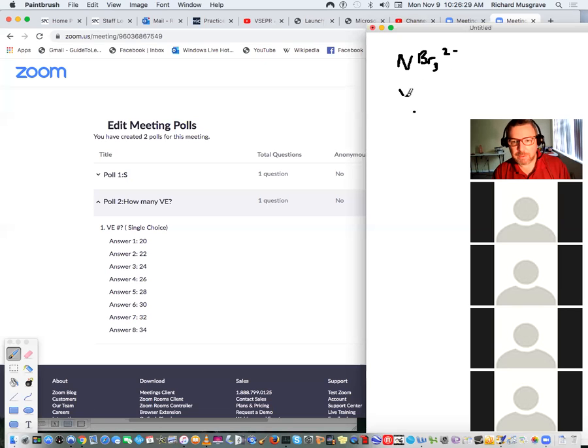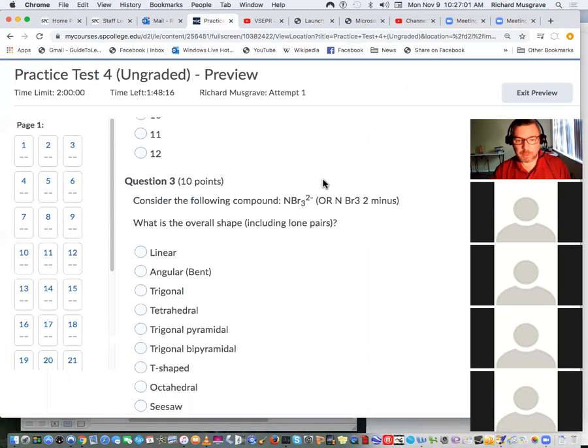NBR3 2 minus. So valence electrons, just working it out here to show you how to get 28. We got 5 plus 3 times 7, plus 2. So that would be 28. Does anybody have any questions at all about that? Okay, let's go back to the question here.